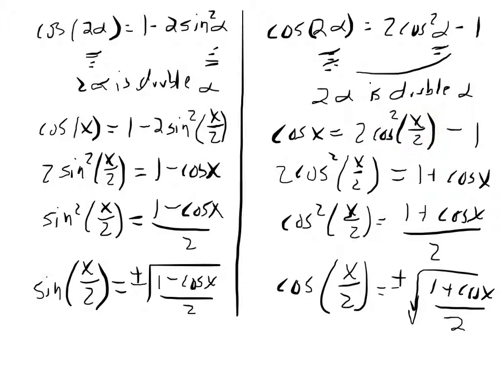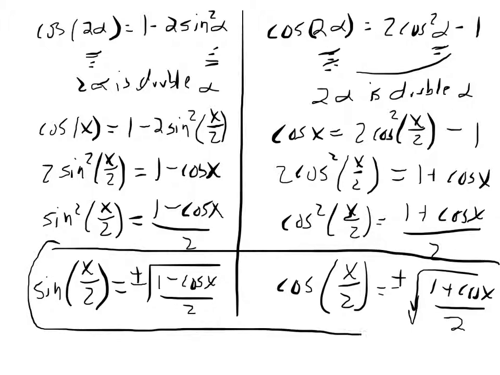And I can simply do that by moving the 1 over to the other side. So I've got 2 cosine squared of x over 2 equals 1 plus cosine x. Divide both sides by 2. Take the square root, and I get the cosine of x over 2 is plus or minus the square root of 1 plus cosine x over 2. Do you want to have these formulas memorized? These two right here. And I'm going to suggest that yes, indeed, you do want to have those memorized. You do need them memorized.